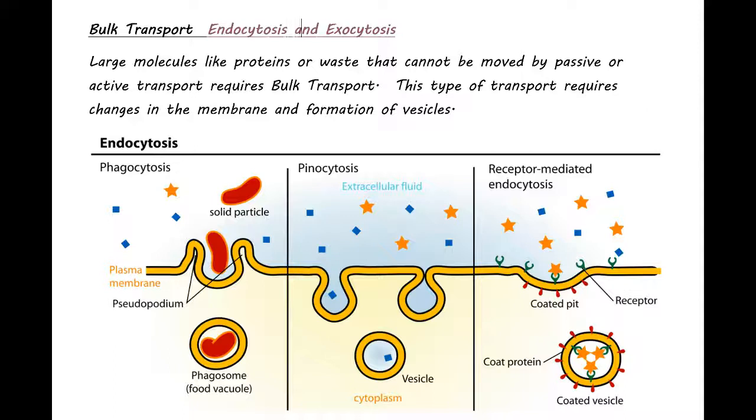So this part talks about bulk transport, and bulk transport happens in two processes, endocytosis and exocytosis. And this is where we have large molecules or a group of large molecules or waste products that cannot be moved by passive transport or active transport through the proteins. And bulk transport is a form of active transport, but it can't be the active kind that uses the proteins. It requires changes in the membrane and the formation of vesicles.